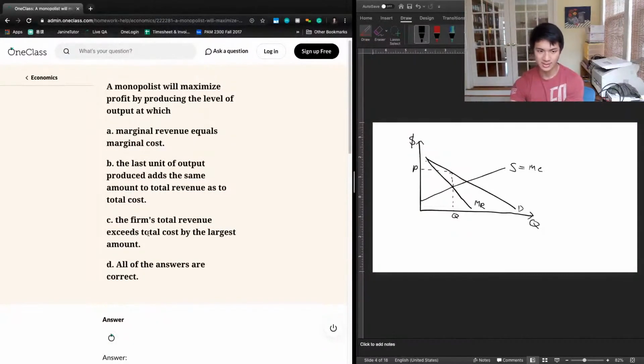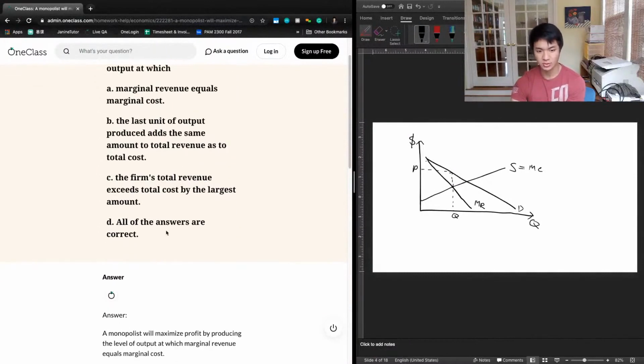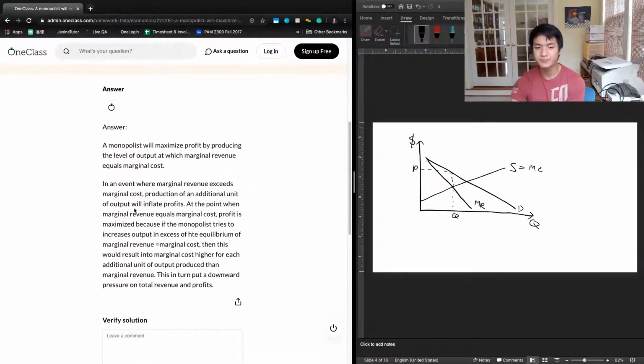And finally, answer choice C says the firm's total revenue exceeds total cost by the largest amount. When we say that we are maximizing profit, we know that profit is given by total revenue minus total cost. So the profit maximizing point must be the point at which total revenue exceeds total cost by the largest amount. So all three of these answer choices are correct, and that's why answer choice D is going to be the right answer here.